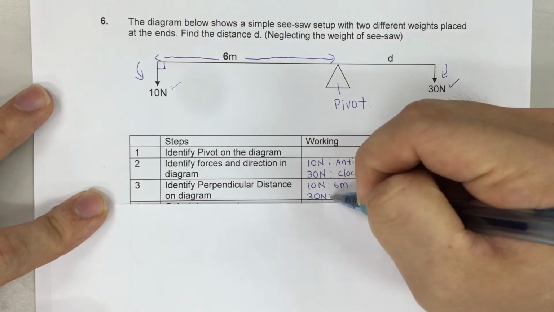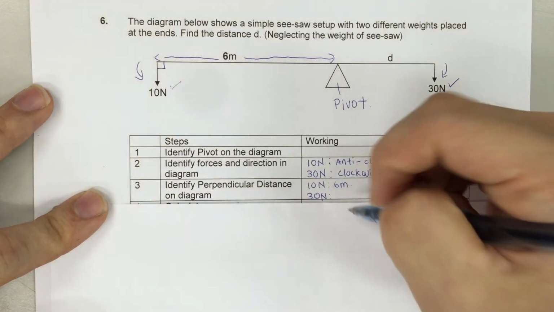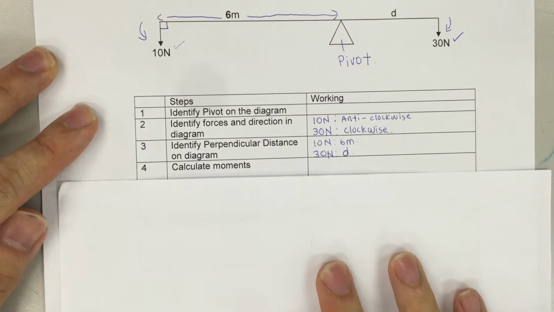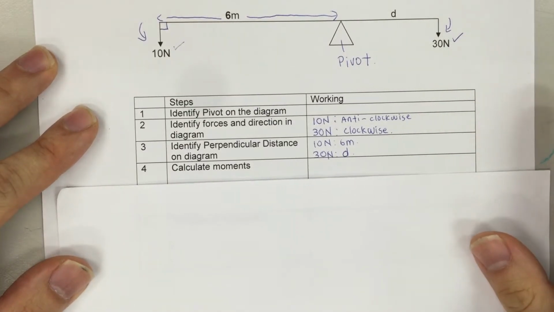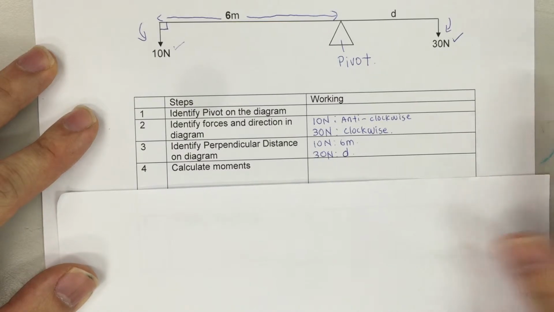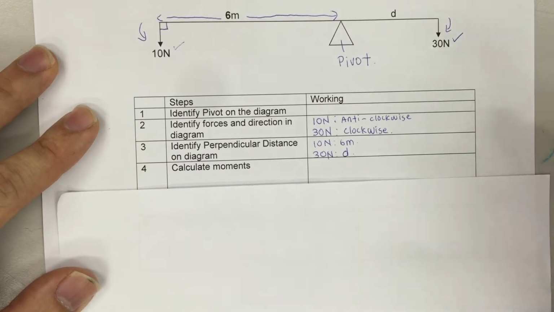Right now, what do you think is the perpendicular distance for the 30 Newton? I hope you got the right one, because the distance is d. Alright, so we have done the first 3 steps. Step number 4, calculate the moments. Now, moment is given by the formula F times d, the force times the perpendicular distance to the force.